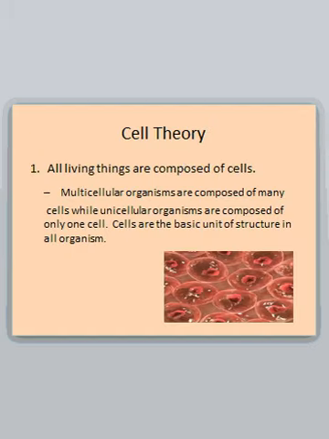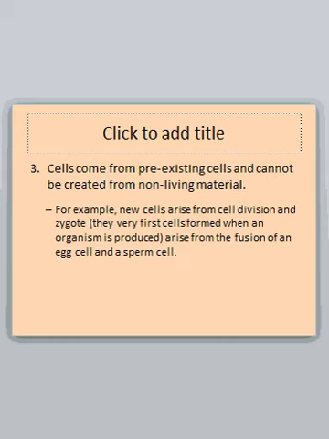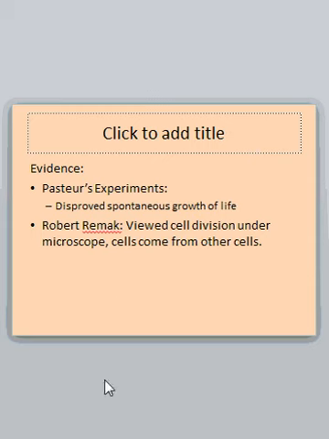Okay. If we go back, we are talking about cell theory. Again, all living things are composed of cells. Cells are the smallest unit of life. And then lastly, cells come from pre-existing cells and cannot be created from non-living material. Those are the three parts of the cell theory. We have evidence that helps support these claims, and that should be it for cell theory.